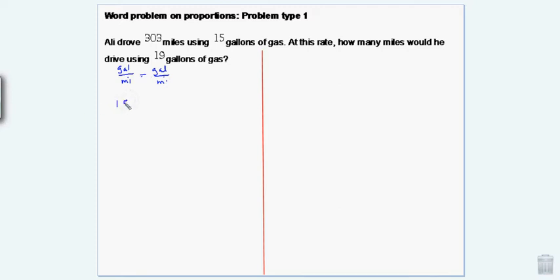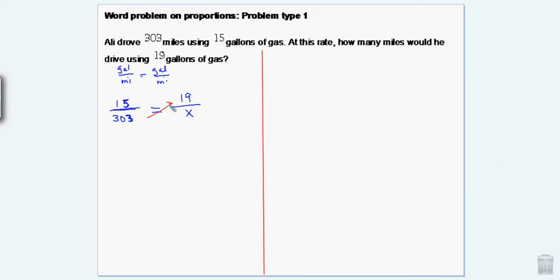Addie drove 303 miles on 15 gallons of gas, that's one set. And we want to know how many miles if she used 19 gallons of gas. So I know 15 gallons gave her 303 miles. 19 gallons is going to give her an unknown amount of miles.